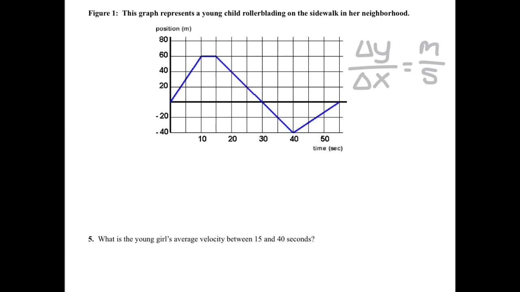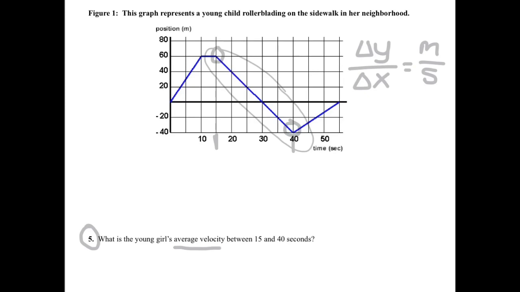So if we look at question number 5 down below, what is the girl's average velocity between 15 and 40 seconds? Well, here's 15 seconds, here's 40 seconds. So between this point and this point, we want to know what the average velocity is. To find that answer, we just need to find the slope of that line.